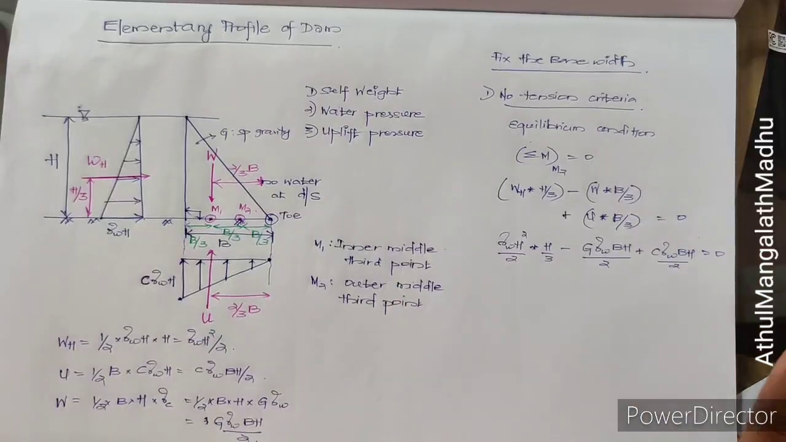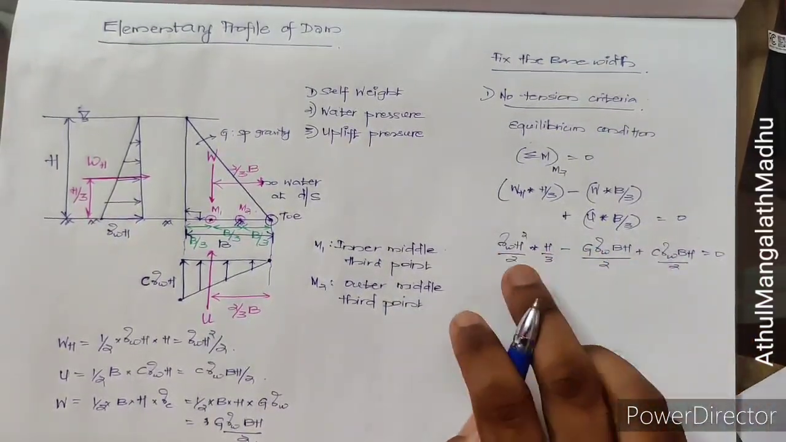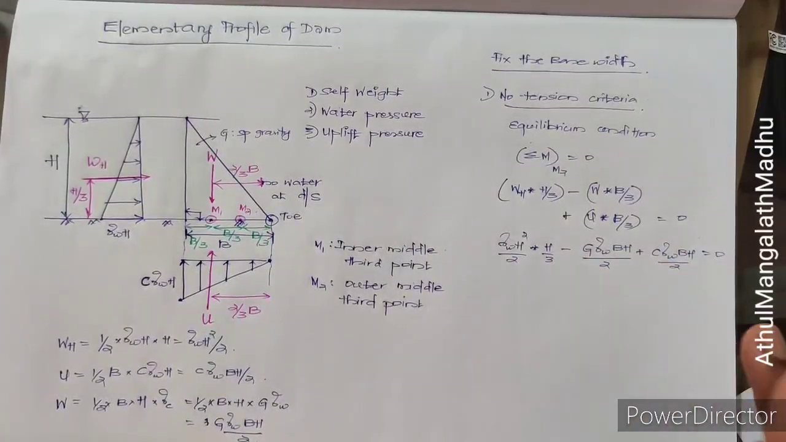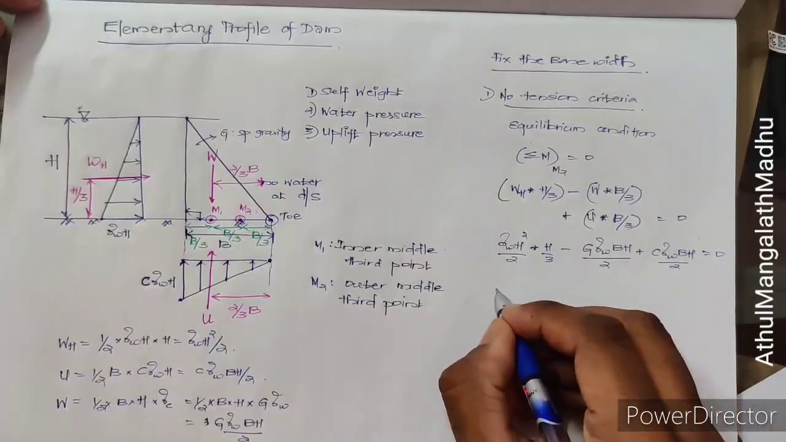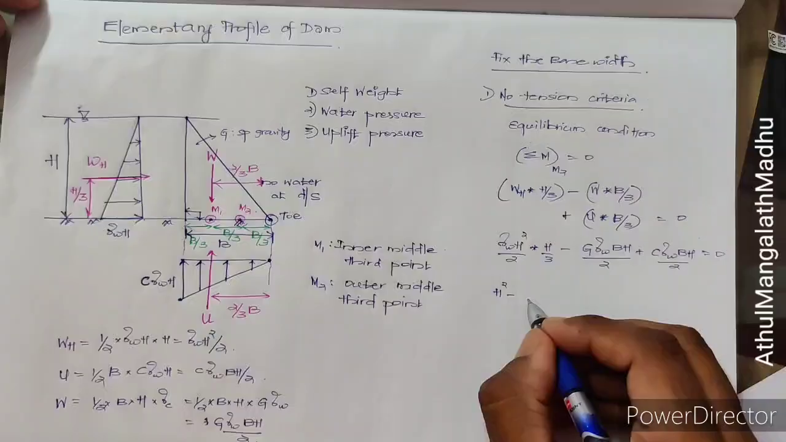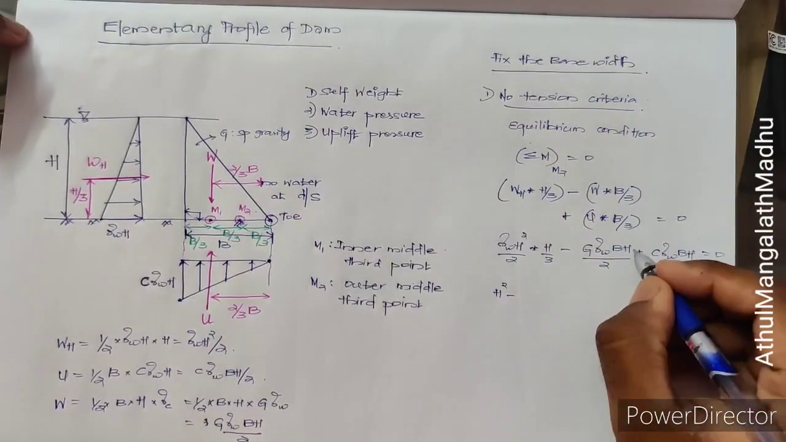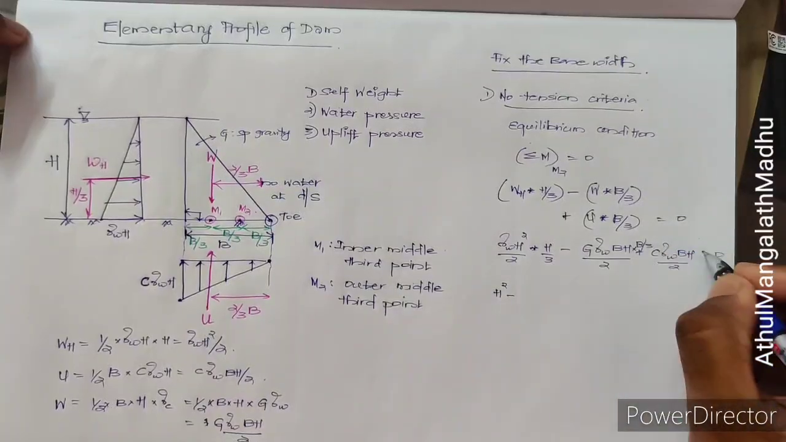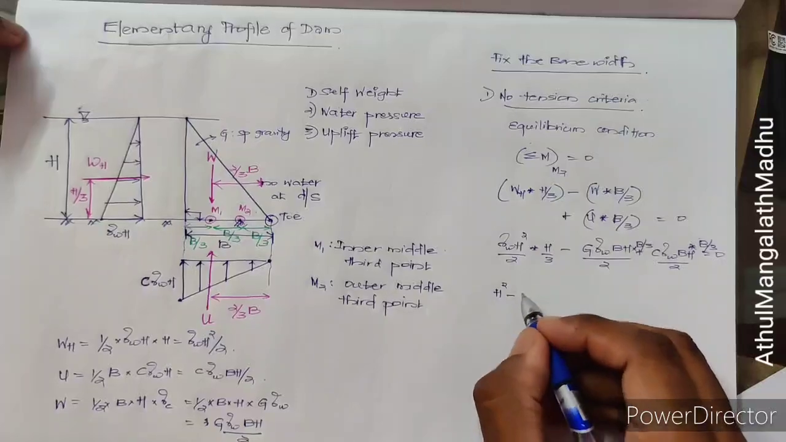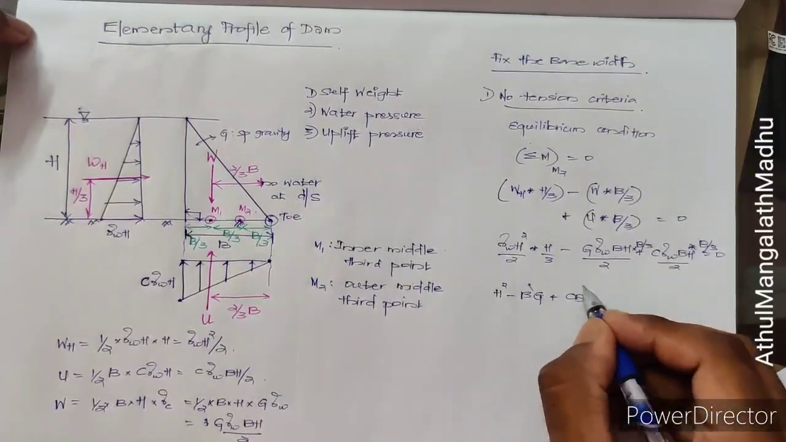Now if you take all the terms outside, there are some terms that are common: gamma w, and 2 is common in every term, then you have some h term. If you cancel out the h term, what you'll get at last is h square minus... slight correction here, I forgot to write b by 3 here and b by 3 here, so I have to substitute that. So I'll get h square minus b square g plus c b square is equal to 0.